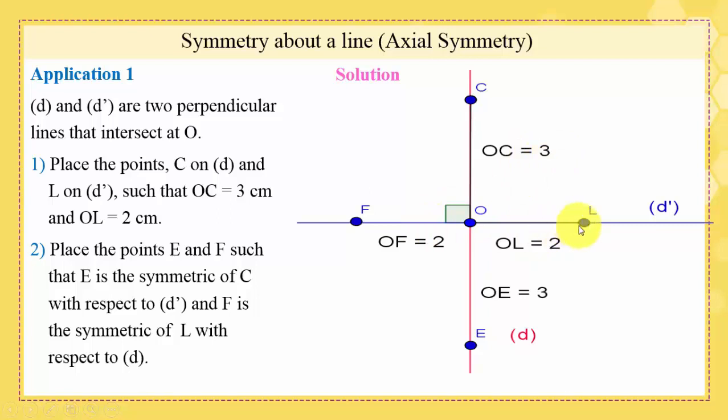Step 2, we should put L on line D prime such that OL equals 2 centimeters. And then draw F, the symmetric of L with respect to line D. We should make a perpendicular. That is done. And you should take the same distance on the other side. We take OF equal 2 centimeters, as OL.